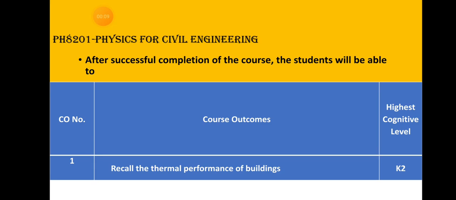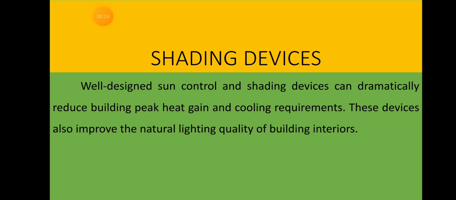So today I'm going to take the shading device from the subject code PH8201, that is Physics for Civil Engineering. After successful completion of the course, the students will be able to recall the thermal performance of the building. So here we can see about the shading device.